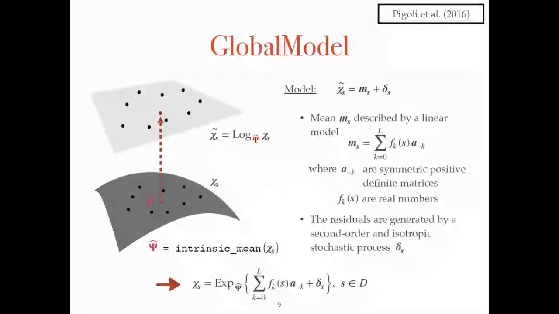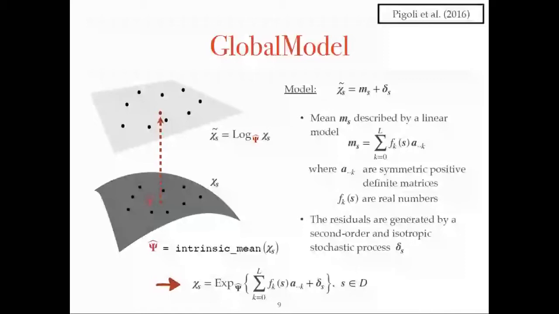The model assumes that in each location S, the observed stochastic process is defined as the exponential map, through a constant tangent point psi, of the sum of a deterministic drift ms and the stochastic residual delta s. Moreover, we assume that the deterministic drift is given by a linear model and the residuals are second-order stationary. Summing up, we obtain the expression shown at the bottom of the slide.